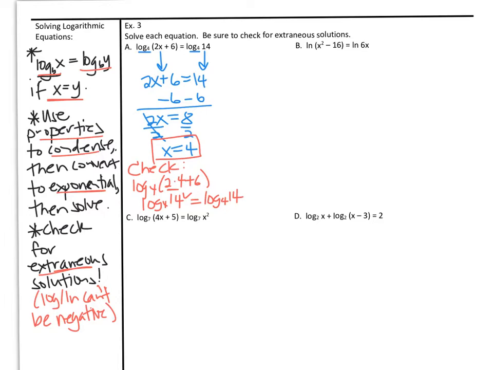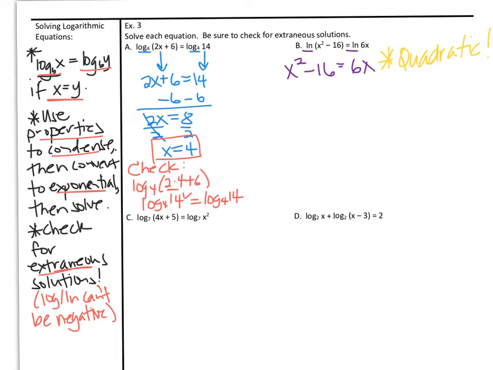Over on the right, with ln, we do the same thing. ln of x squared minus 16 is equal to ln of 6x. The ln on the left and the ln on the right are both base e. That means they match. Therefore, this equation is true only if x squared minus 16 is equal to 6x. On this one, we end up with a quadratic equation. That means we have to remember our quadratic rules when solving. Solving a quadratic means we set it equal to 0, and then we either factor or apply the quadratic formula.